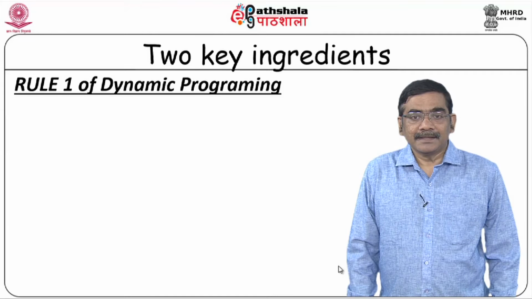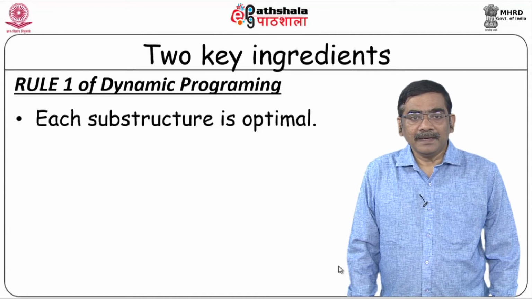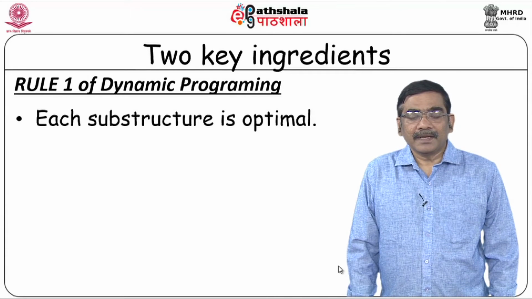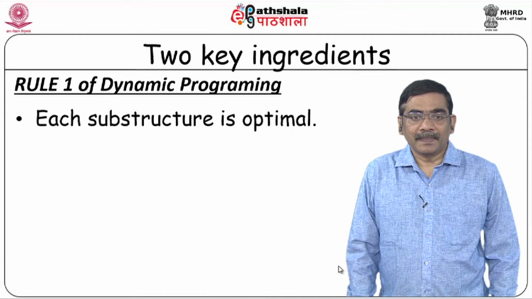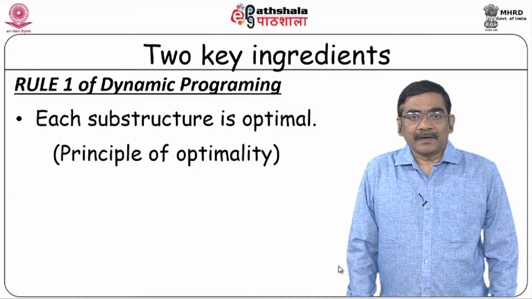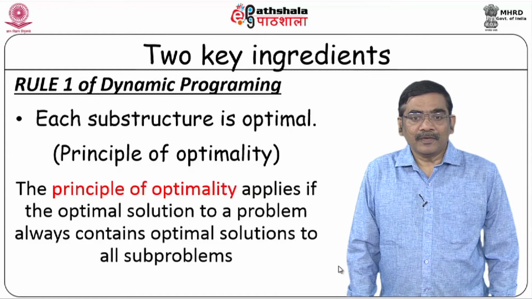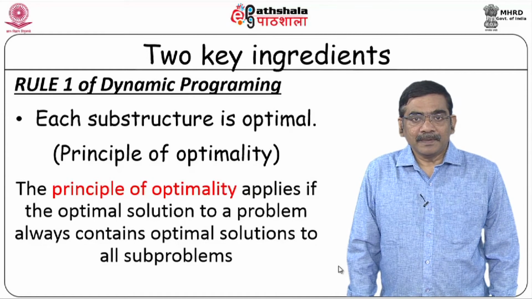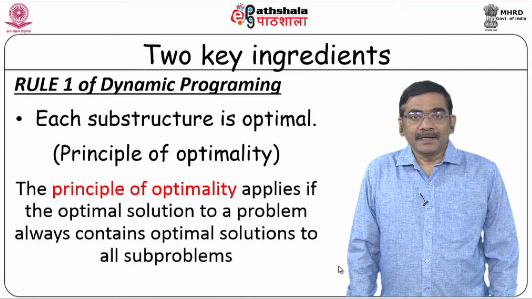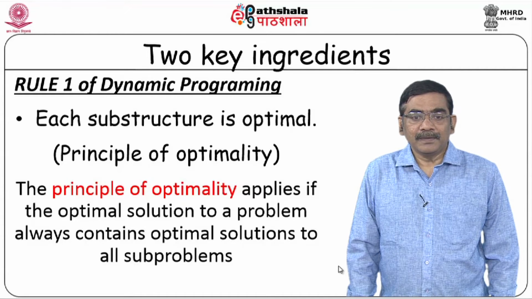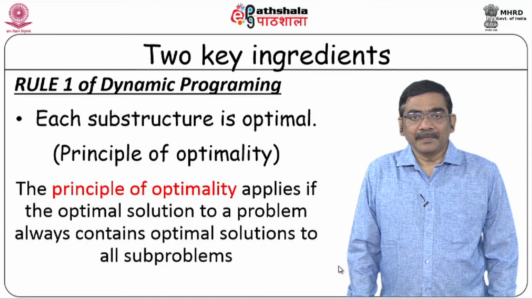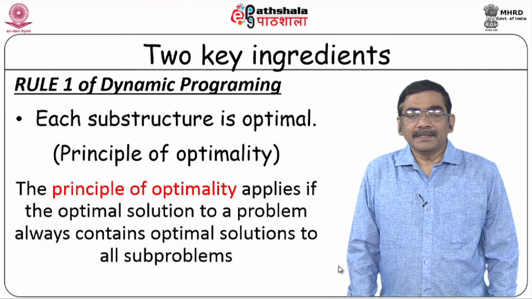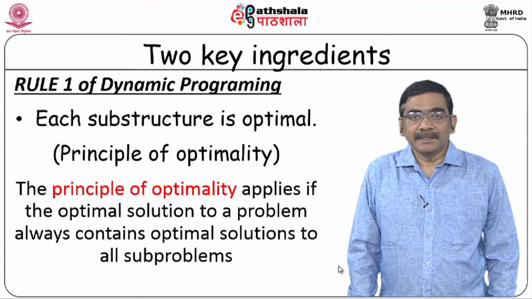The ingredients of dynamic programming are like this. Every substructure is optimal. We call this the principle of optimality, and the principle of optimality says that the optimal solution to the problem contains optimal solutions to all the sub problems. This is one of the most important ingredients of dynamic programming.